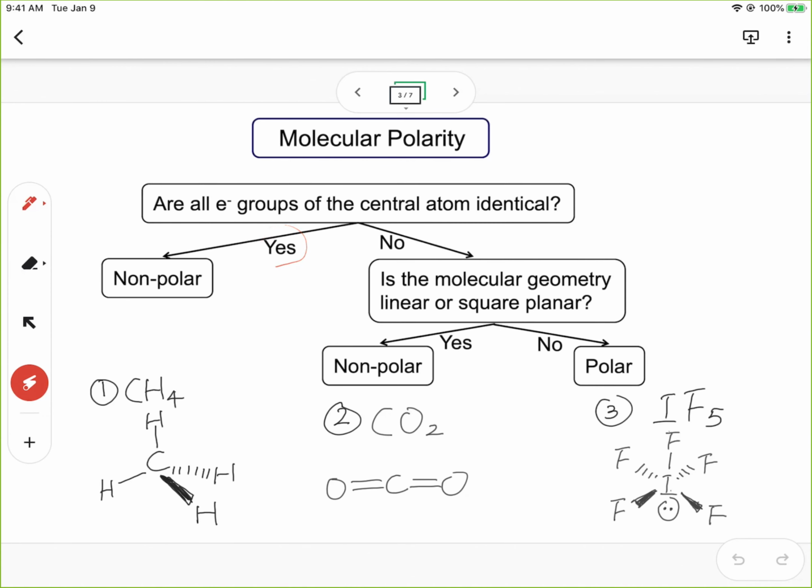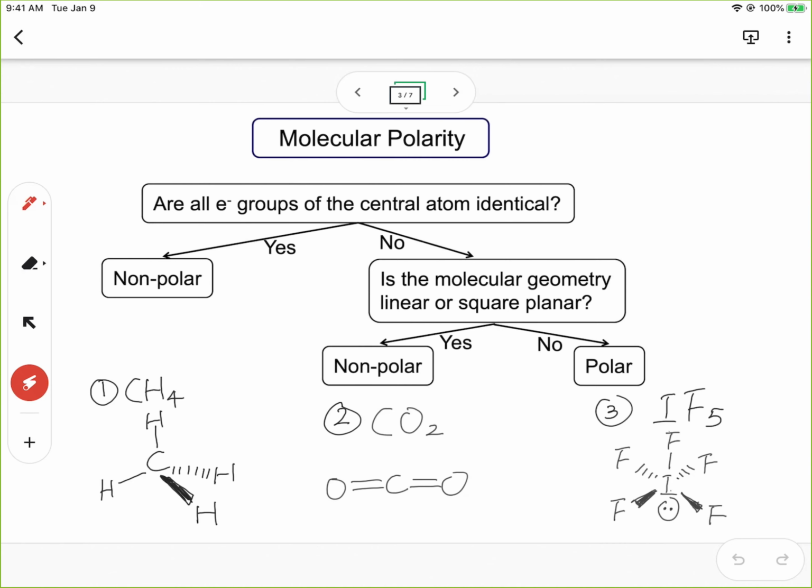If the answer is yes, then it's nonpolar. If the answer is no, you ask yourself another question: is the molecular geometry linear or square planar? If the answer is yes, then the molecule would be nonpolar. If the answer is no, it's going to be polar. As you notice, in order to answer those questions, you do have to have the Lewis structures available. You do have to figure out the molecular geometry first. That's why I said that this topic is based on the previous three topics of this chapter.